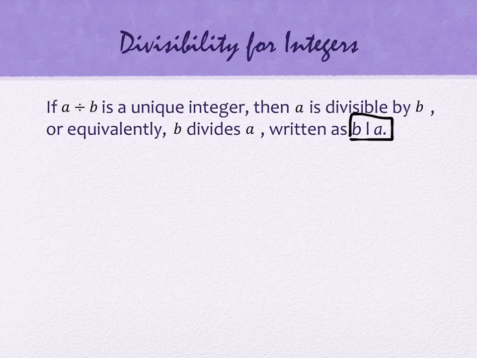We saw it before only with whole numbers. So this theorem is basically telling you that everything we did with whole numbers is true for integers as well. So the reason that negative 6 is divisible by 2 is because 2 divides negative 6. So it works the same way.